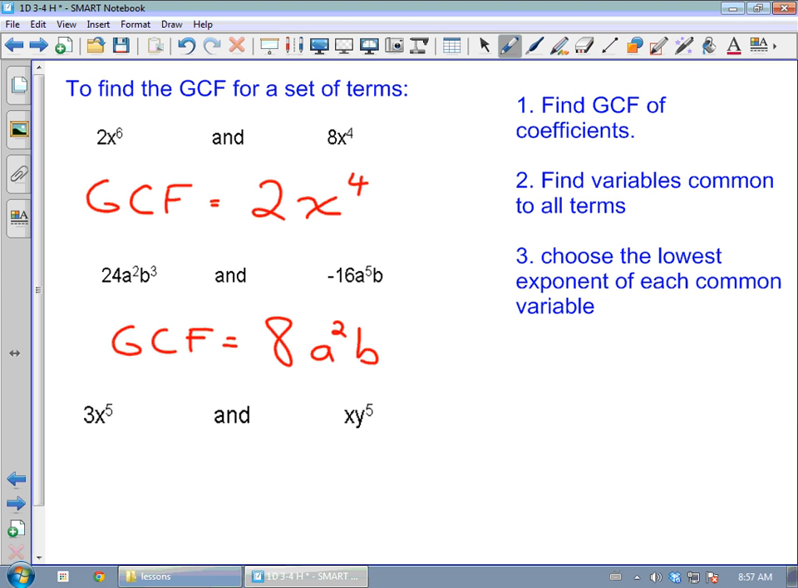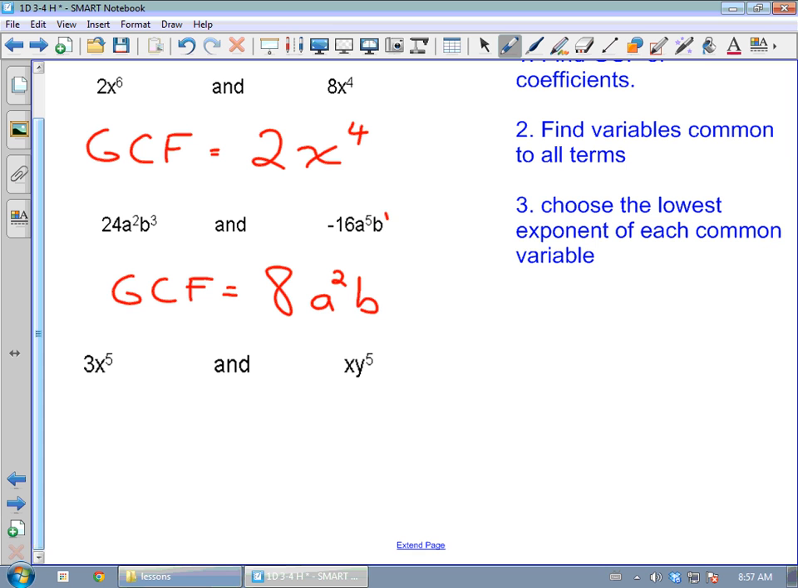What about for the B's? It'll just be B. Why will it just say B? Yeah. So we got B to the 3 over here. Here we don't see anything. We assume this is a 1. So 1 is lower than 3. So we're just going to have B there. All right. Next one here.